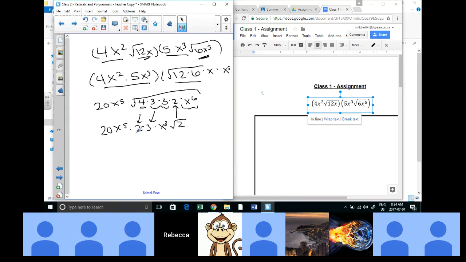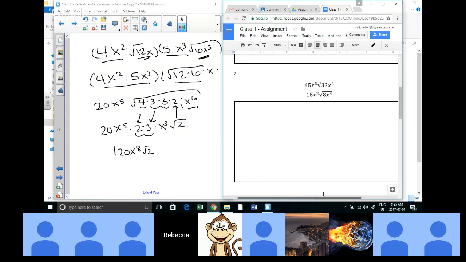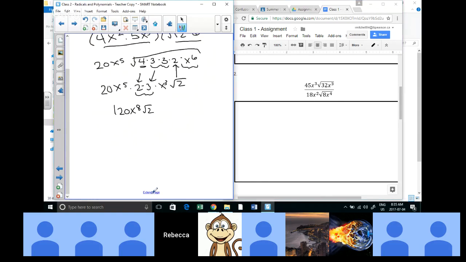Now we can put our numbers together. So 20 times 2 times 3 gives me 120. X to the 3 and x to the 5 gives me x to the 8 and root of 2. That would be our final answer. Questions about that?